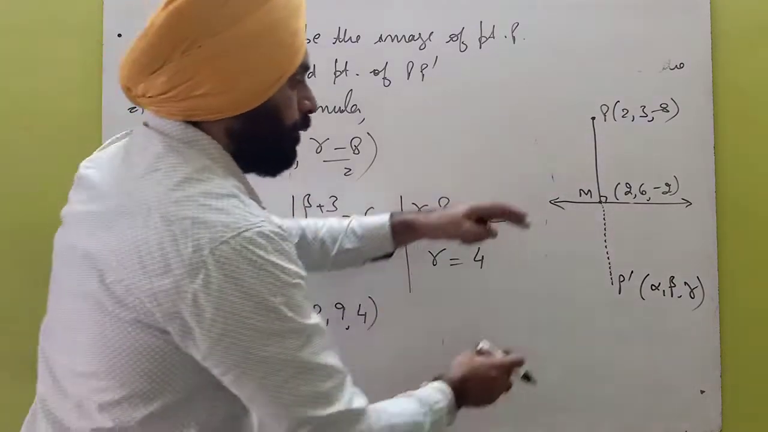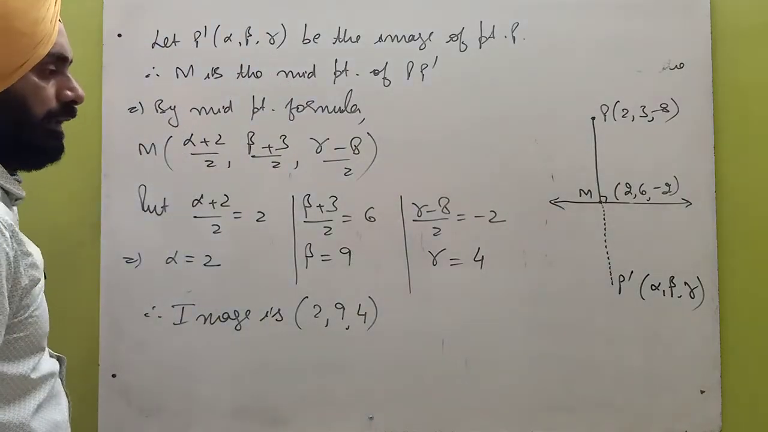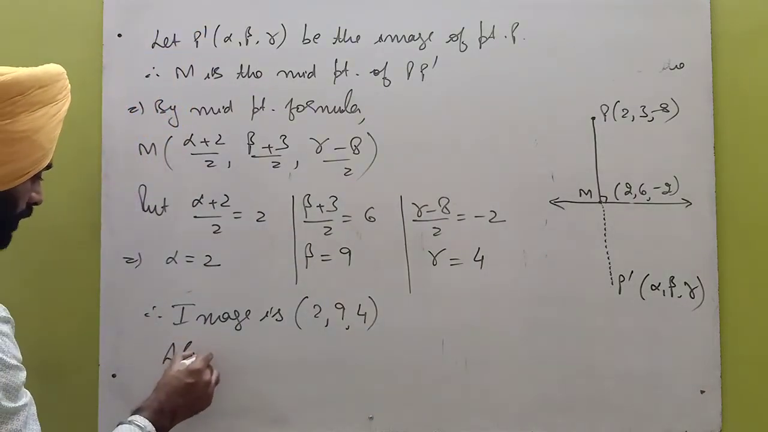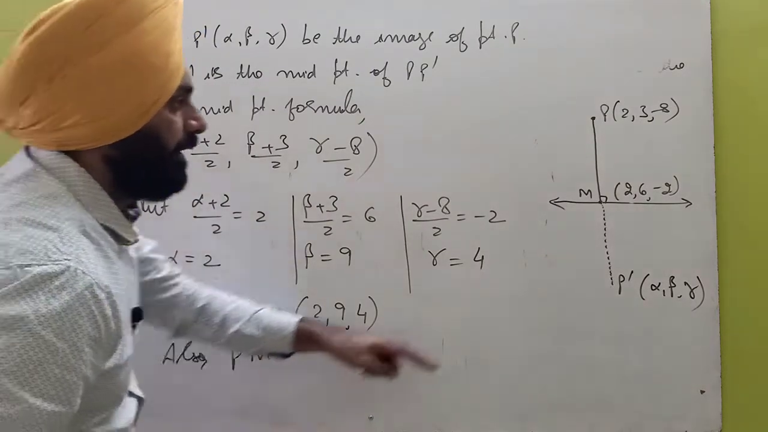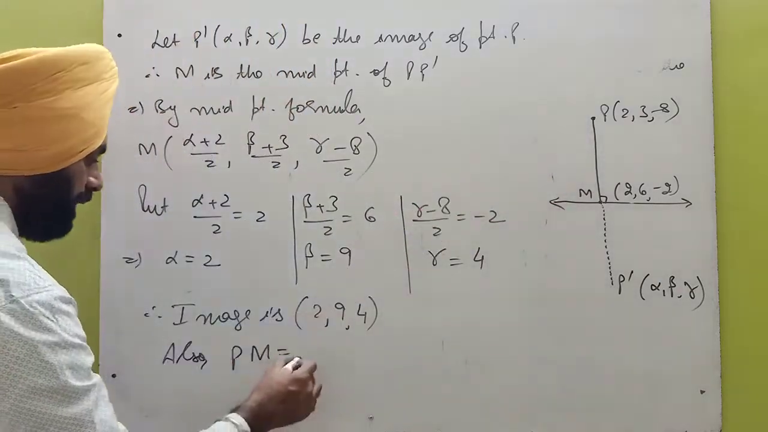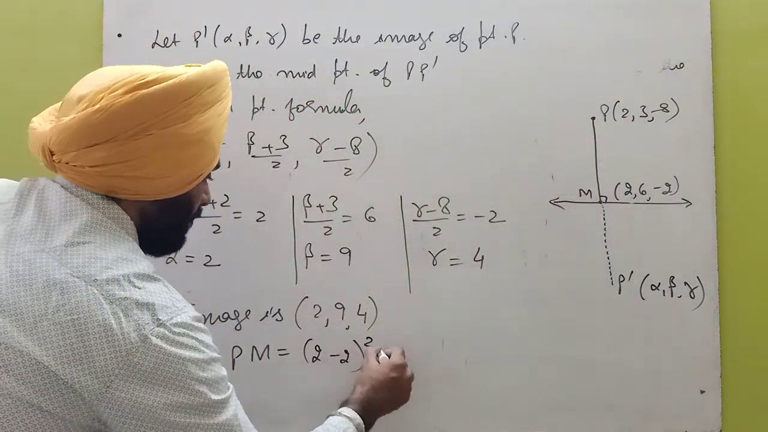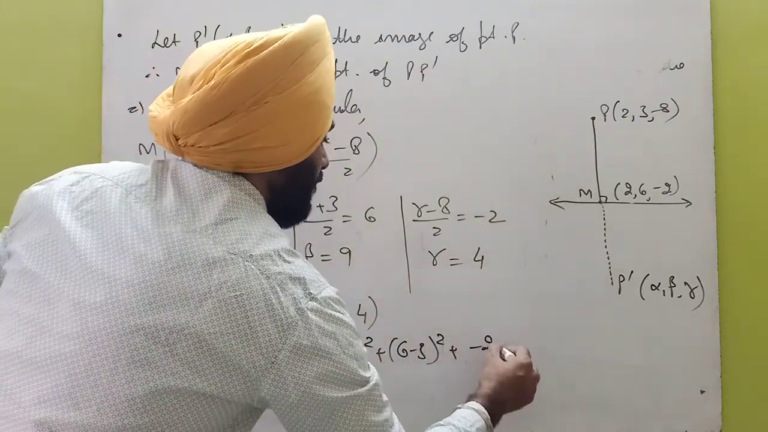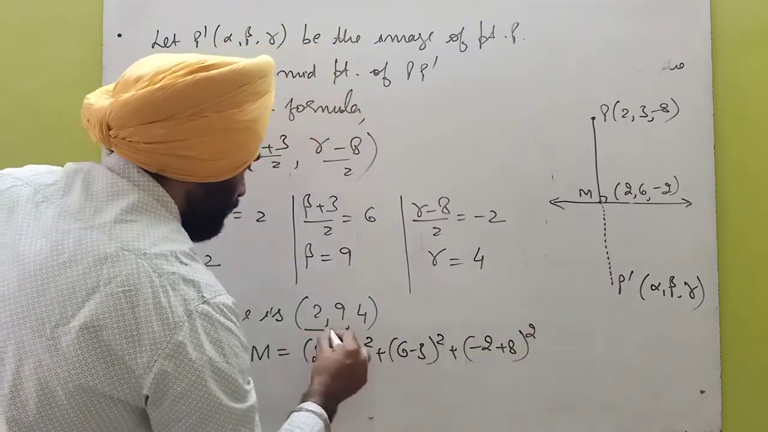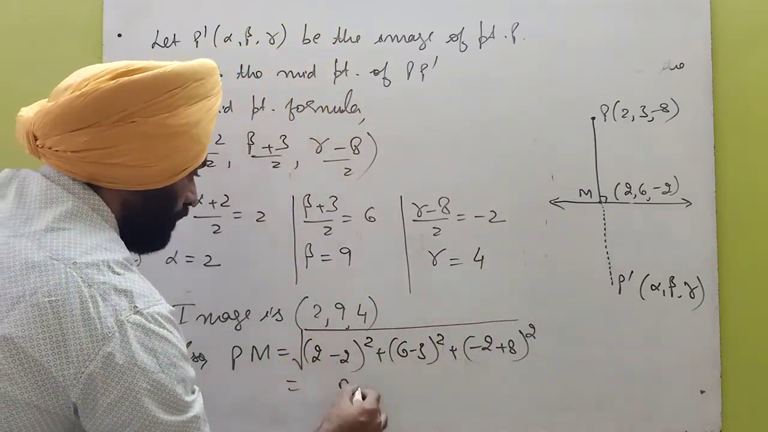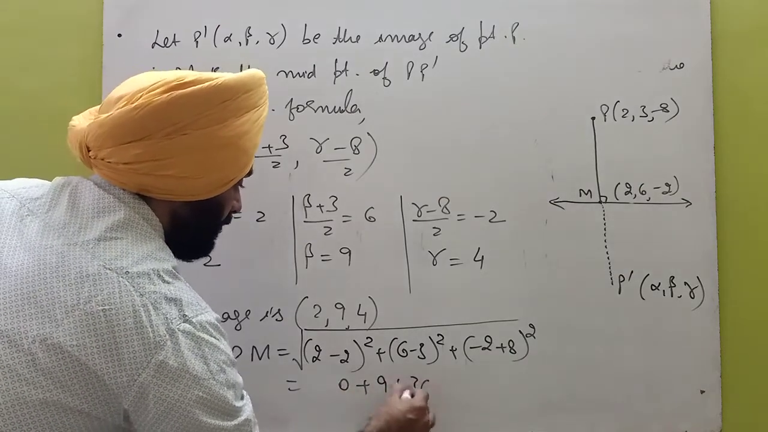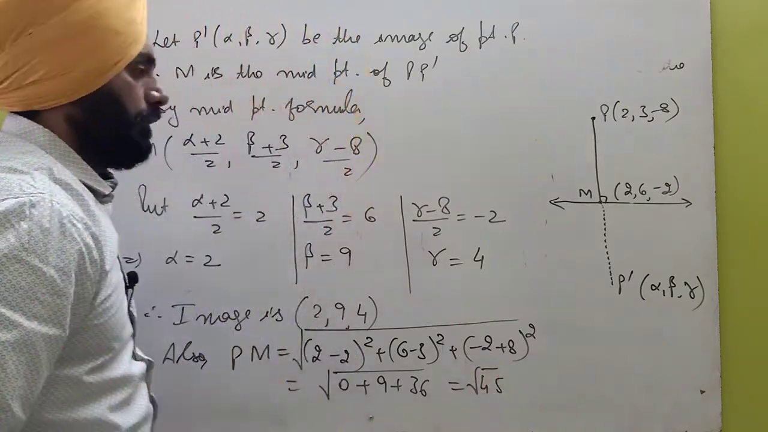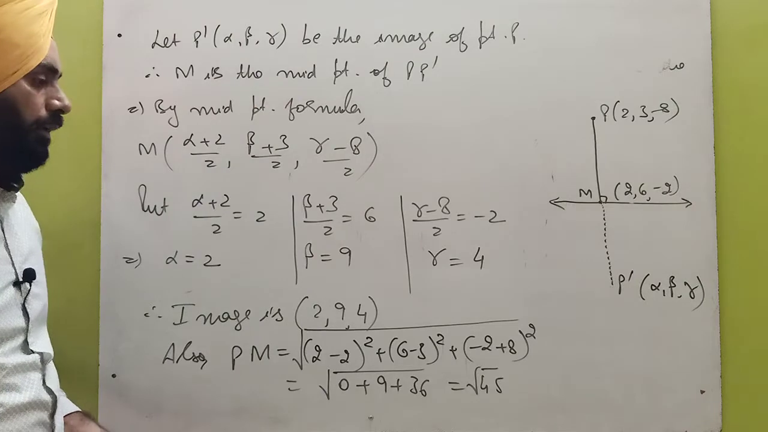So one thing remaining, we have to find the length of the perpendicular also. And length of the perpendicular is PM. Also PM is equal to, simply find the distance between two points: x2 minus x1 whole square plus y2 minus y1 whole square plus z2 minus z1 whole square under root. And this is equal to 0 plus 9 plus 36, which is equal to under root 45. So in this way we can find the image, foot of the perpendicular, and the length of the perpendicular.